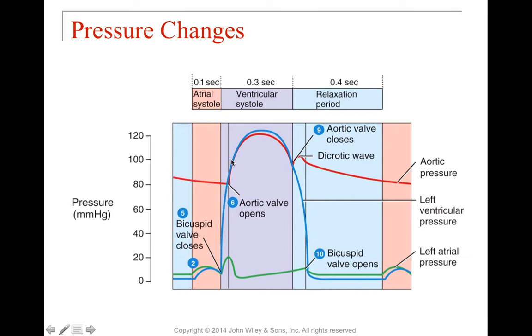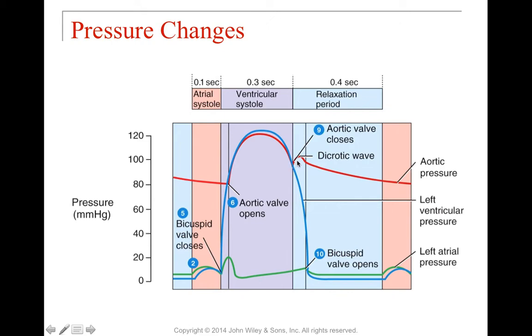When they contract, they increase in pressure until that aortic valve opens. When that aortic valve opens, both the aorta and the left ventricle are going to increase in pressure until the ventricle relaxes. At that point, when we end up with less pressure in the left ventricle, the aortic valve is going to close. So again, we don't want backflow to occur back into the ventricles.